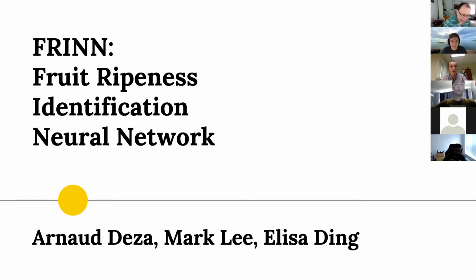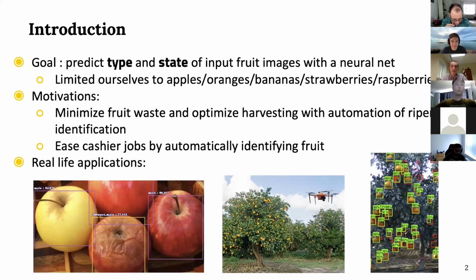The goal of our project is to develop a model that could accurately classify an input fruit image into its specific fruit type and the state of the fruit, either being ripe, unripe, or rotten. We limited ourselves to 5 fruit types.